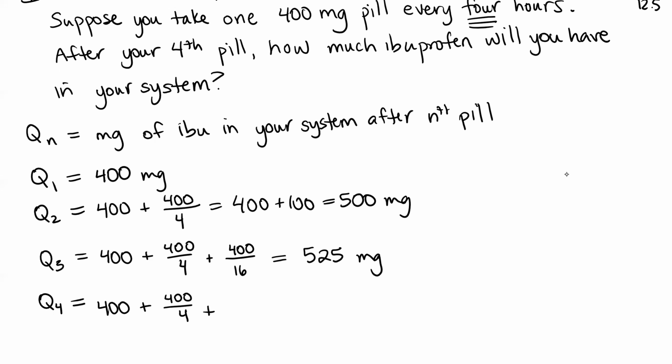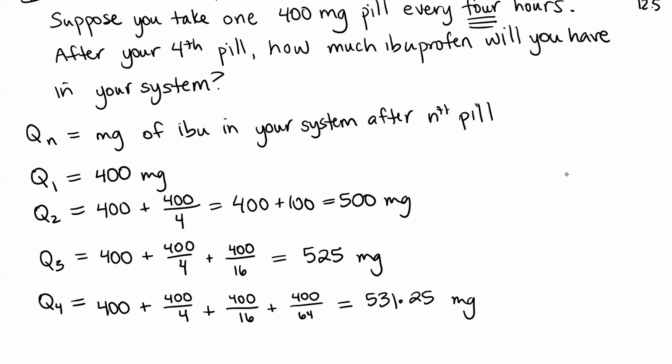Next, we'll add on the amount left over from the second pill, which is 400 divided by 16. And finally, we'll have the amount left over from the very first pill. So we'll have 400 over 64. So we get 531.25 milligrams of ibuprofen in your body.